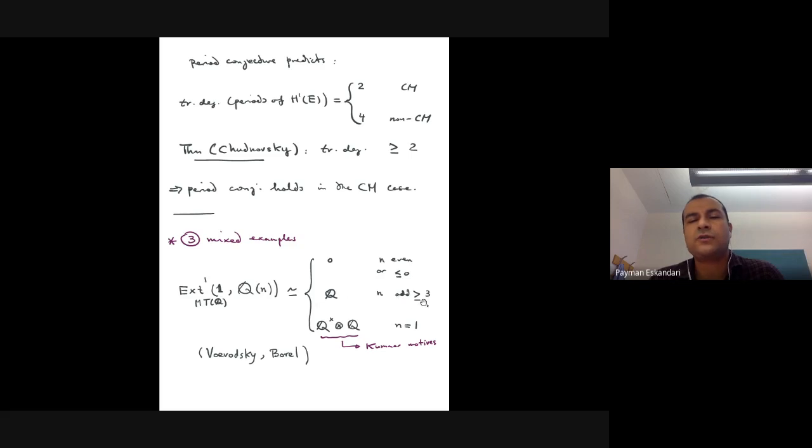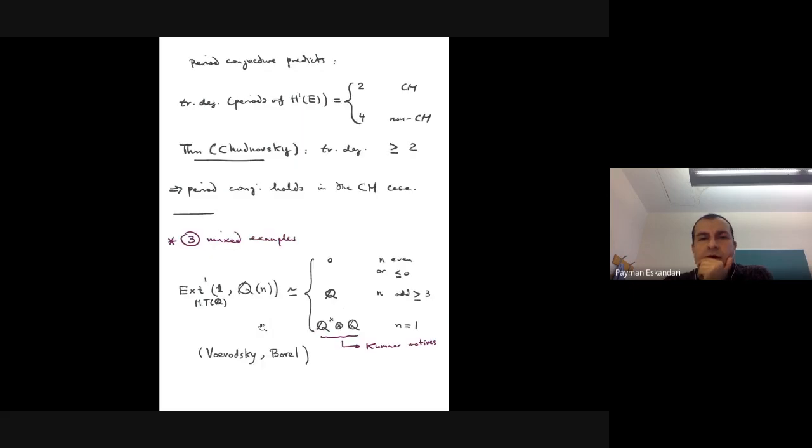And the fact that this is 0 in the even case has to do with the fact that the values of the zeta function at even positive integers are powers of pi. Now, if n is odd and greater than or equal to 3, this Ext group is one-dimensional. And then we're missing one case, namely when n is equal to 1. In this case, this is going to be Q star tensored with Q. So in this case, these are generated by Kummer motives. I'm going to talk about this in a second.